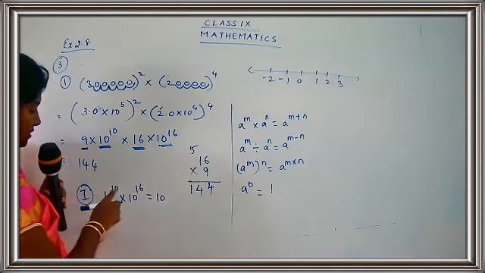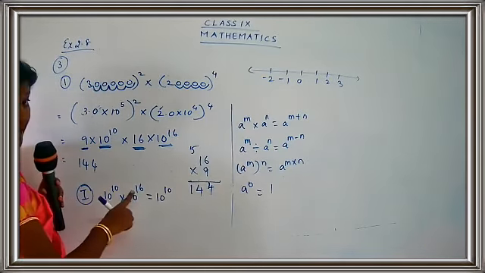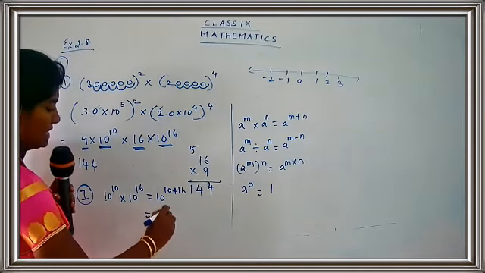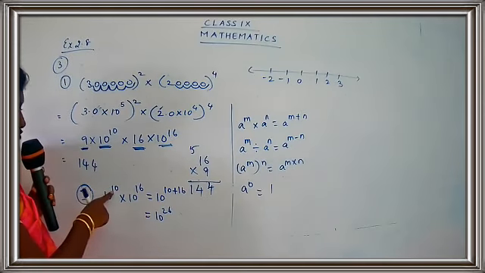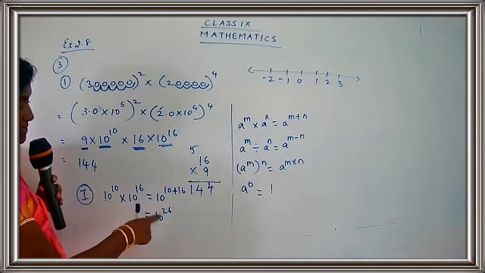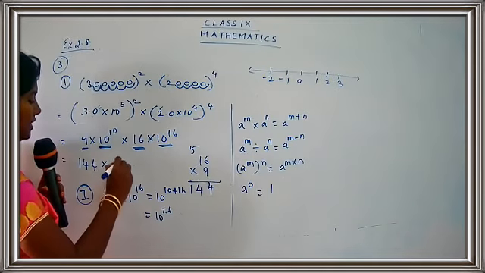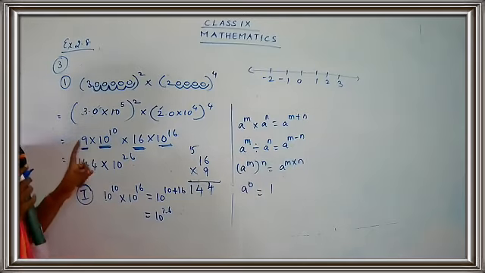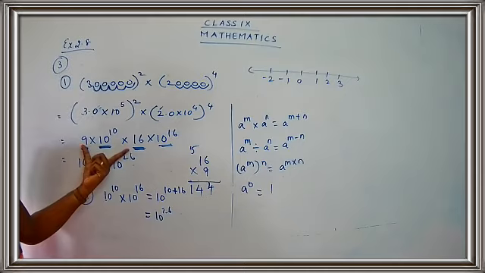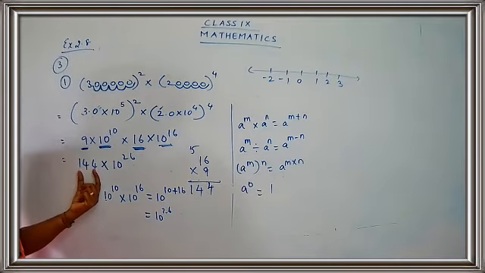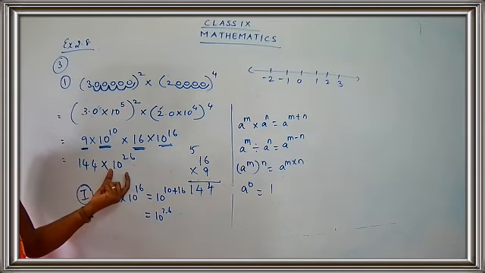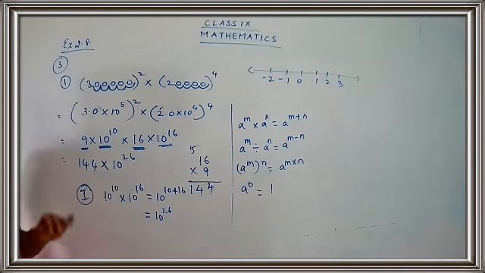M plus n. What is m? 10. What is n? 16. So just add the powers. You get 10 raised to 26. So what is the answer for 10 raised to 10 into 10 raised to 16? It's 10 raised to 10 plus 16. That is 10 raised to 26. I'll just put here into 10 raised to 26 because here all the signs are multiplication. So I get the answer. When I multiply 9 and 16, I get 144. And when I multiply 10 raised to 10 and 10 raised to 16, I get 10 raised to 26.